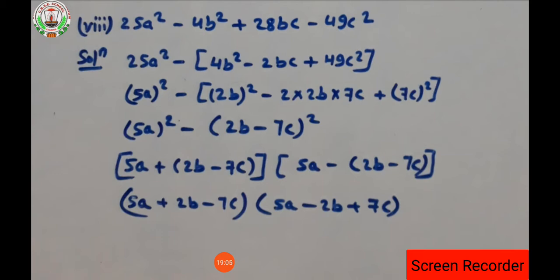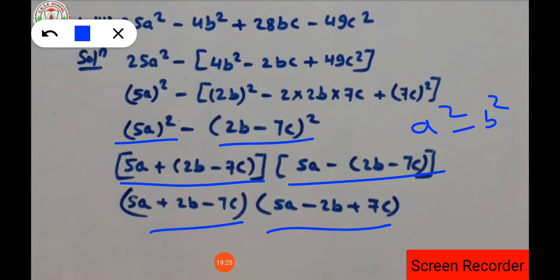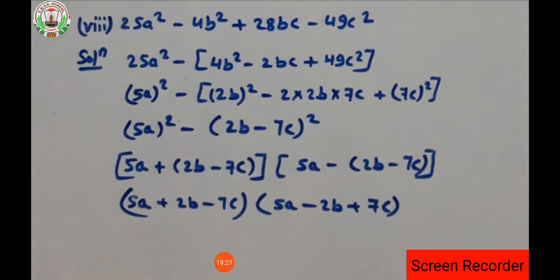Okay, so here this one is the value of a square, isn't it? This one is the value of minus b square. So this identity will be (a plus b) into (a minus b). Clear? When you open the bracket, the sign is going to be changed.